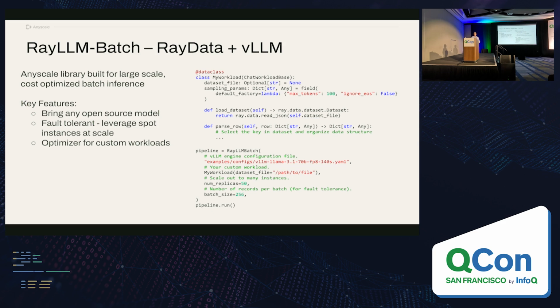And there is a simple code snippet that's being used by our customers. Firstly, you just need to define your workload. For example, how you read the data and how you want to process the data. And then you just need to specify how many GPUs you have and want to use for the batch inference. And then the rest of the work will be dealt with by RayLLM-Batch.